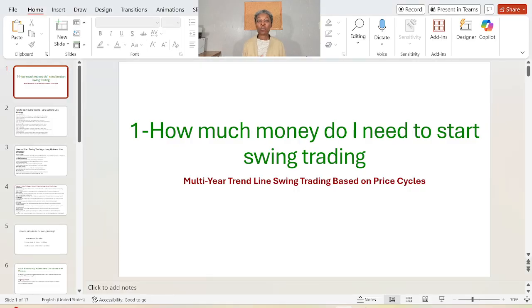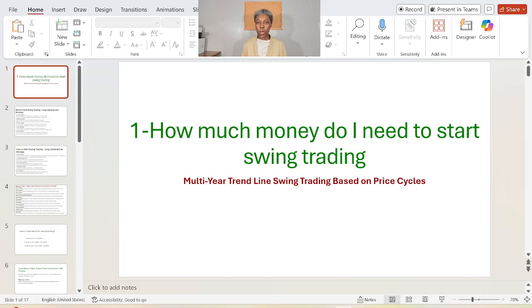Hello, how much money do I need to start swing trading? Well, you need as little as the minimum your brokerage firm requires to open a brokerage account, if that minimum is enough to purchase one share of a stock in your watch list.